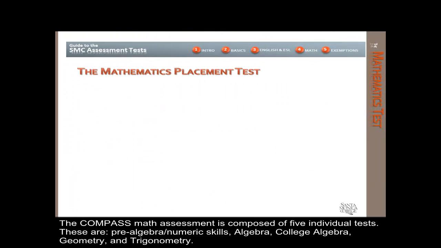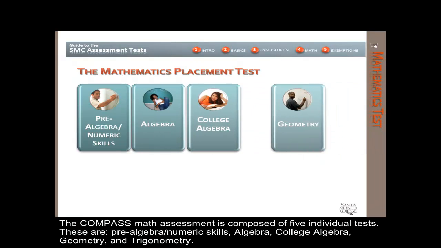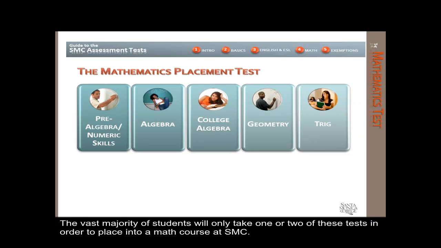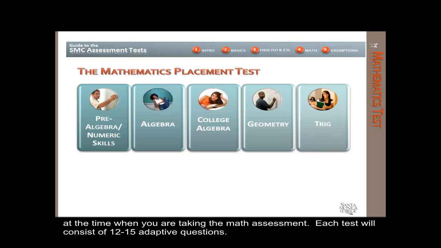The Compass Math Assessment is composed of 5 individual tests. These are pre-algebra numeric skills, algebra, college algebra, geometry, and trigonometry. The vast majority of students will only take 1 or 2 of these tests in order to place into a math course at SMC. Unlike the English and the ESL placement test where all students take all individual tests, the Compass Assessment is designed to administer to you only the tests for which you demonstrate competency at the time when you are taking the math assessment.